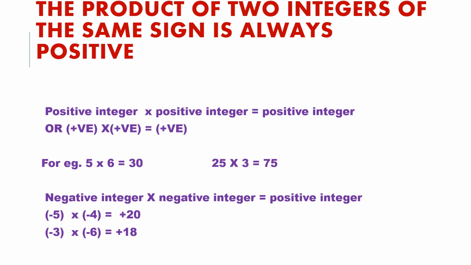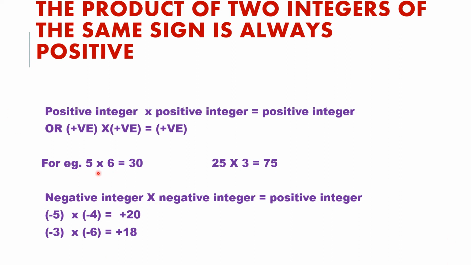Let us find out. So here the product of two integers of the same sign is always positive. So when we multiply two integers which have the same sign, the answer will always be positive. Like positive and positive number will give a positive integer. Okay. And negative and negative will again give a positive. So two negatives make one positive.